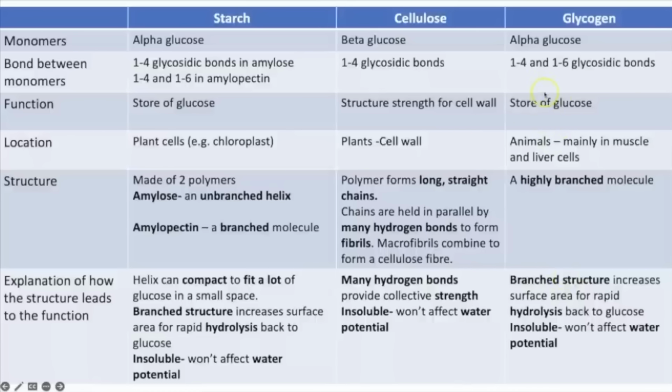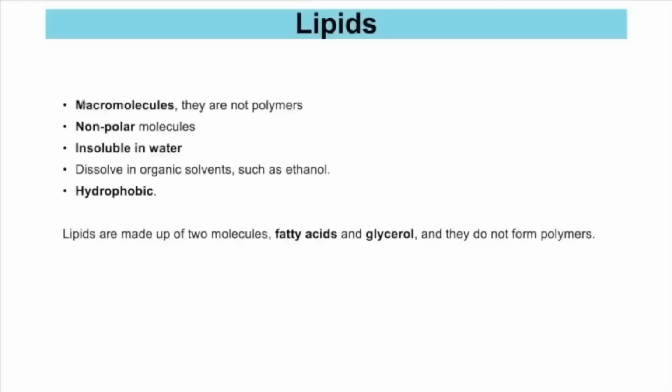And because this is the store of glucose in animals, mainly in muscle and liver cells, if that glucose can be rapidly released, if an animal does need to run to either protect itself or to hunt, then it will have that glucose. Our next biological molecule are the lipids.